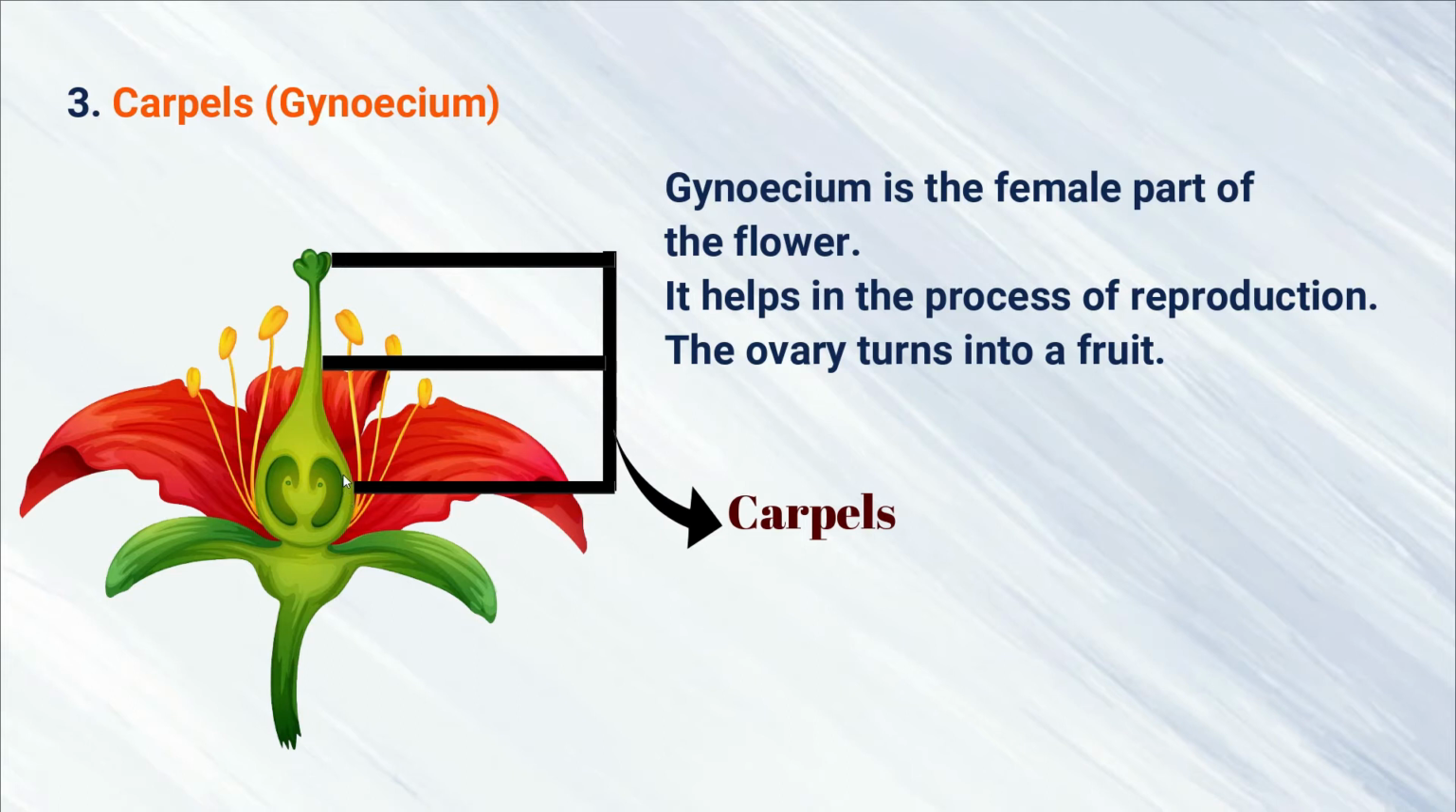This is the ovary. The ovary turns into a fruit. Ovary only turns into the fruit. So these are the functions of gynoecium.